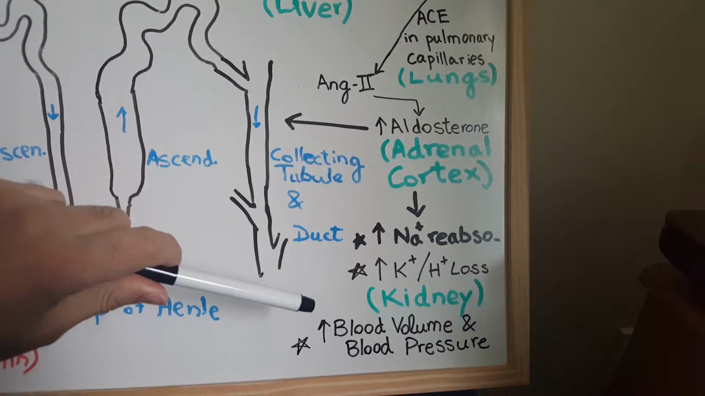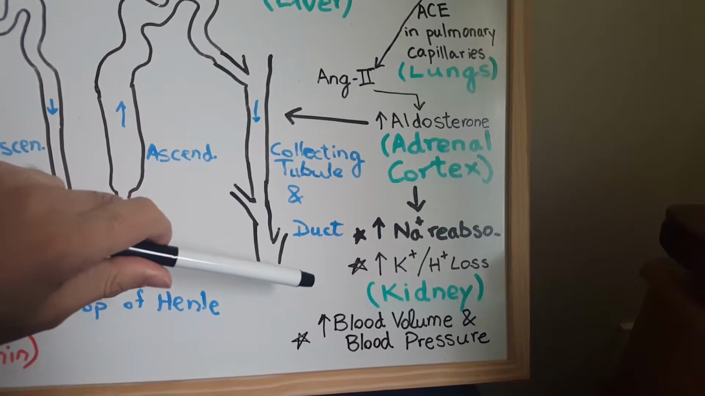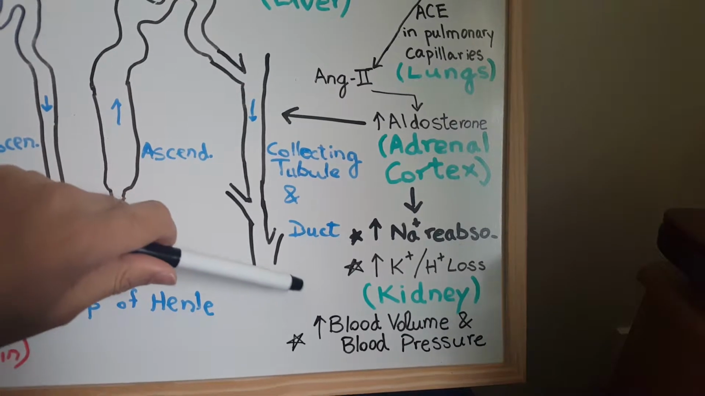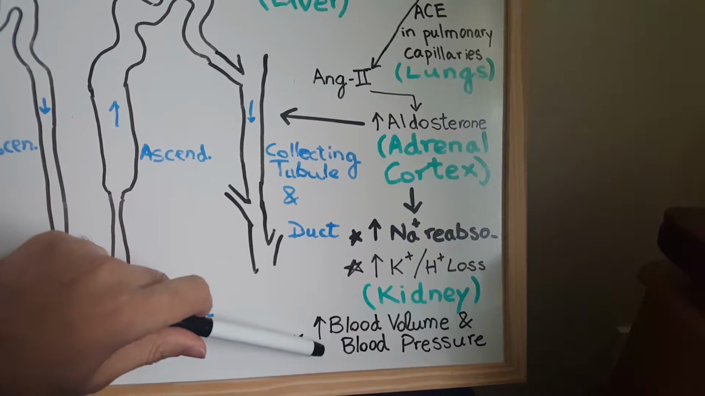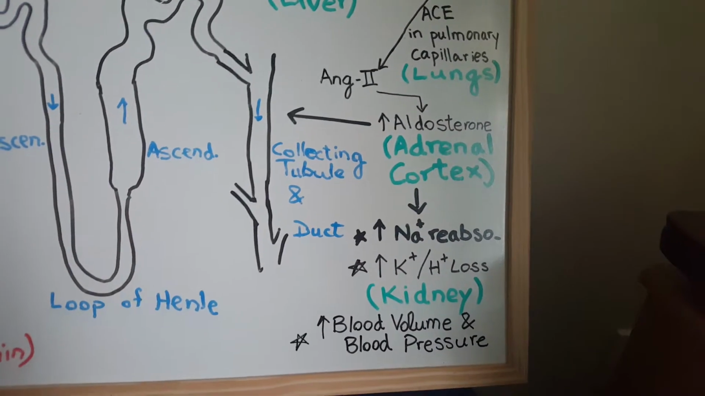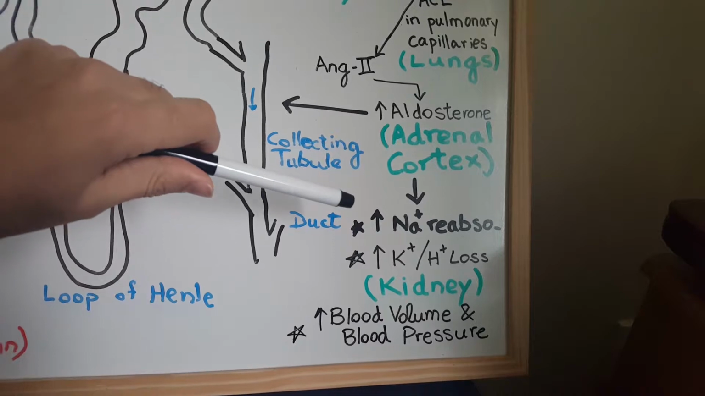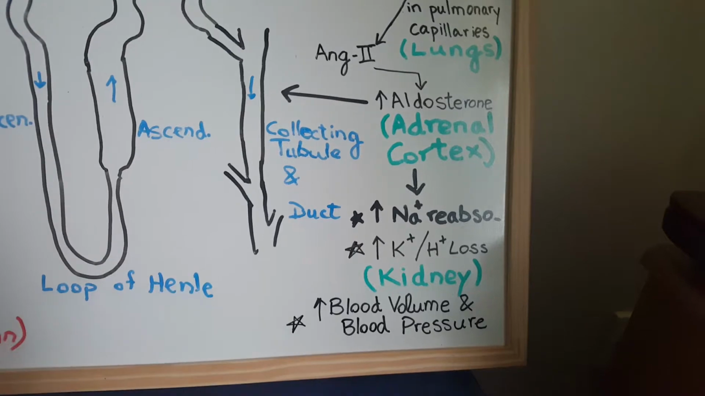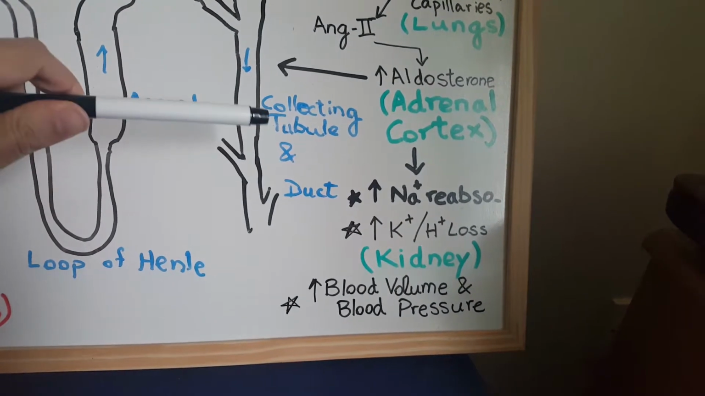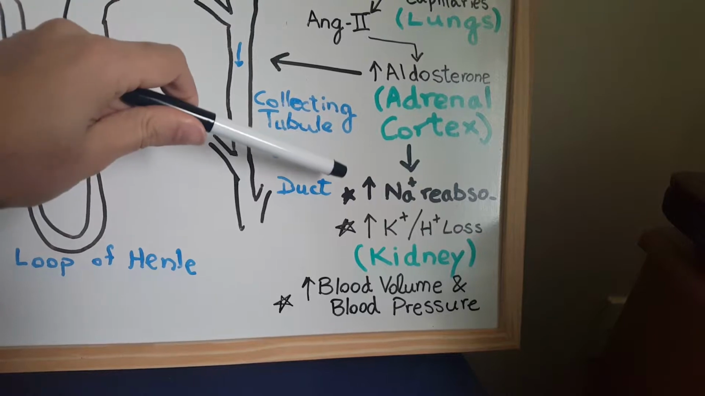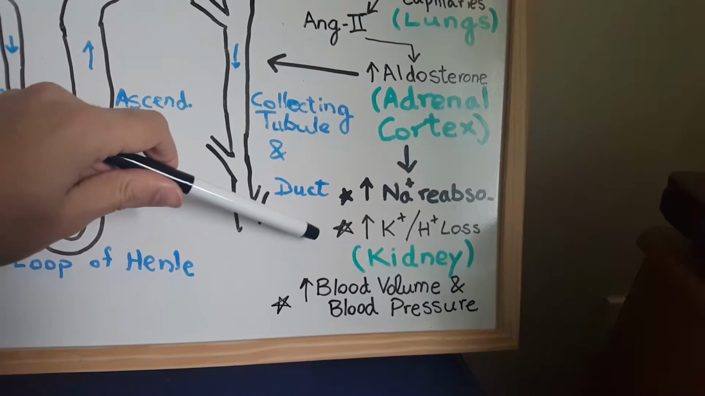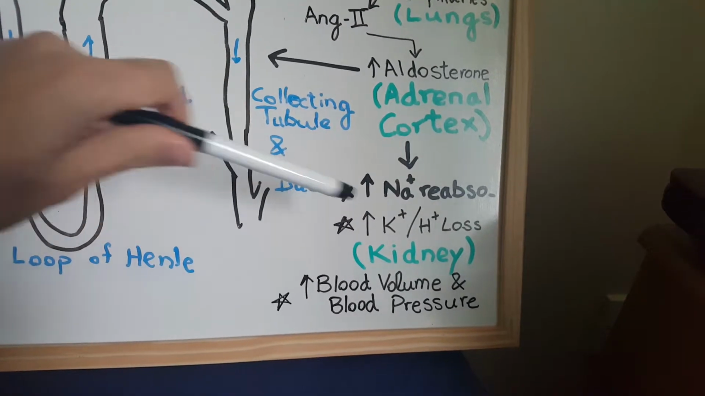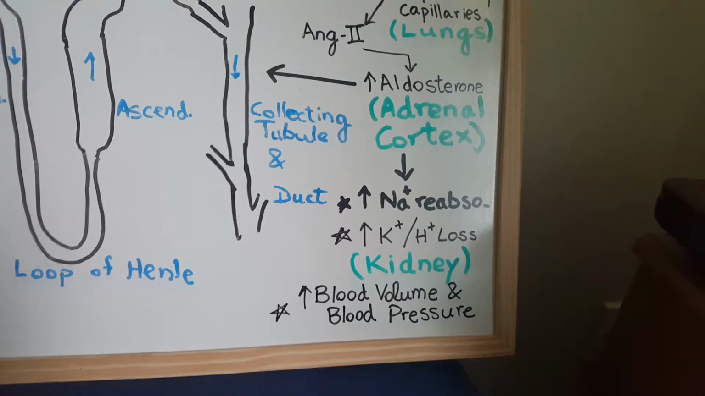And in this way, aldosterone helps to maintain blood volume and maintain blood pressure. Sodium is exchanged with potassium and hydrogen ions. So aldosterone not only results in reabsorption of sodium, but it also results in loss of potassium and hydrogen ions from the kidneys.